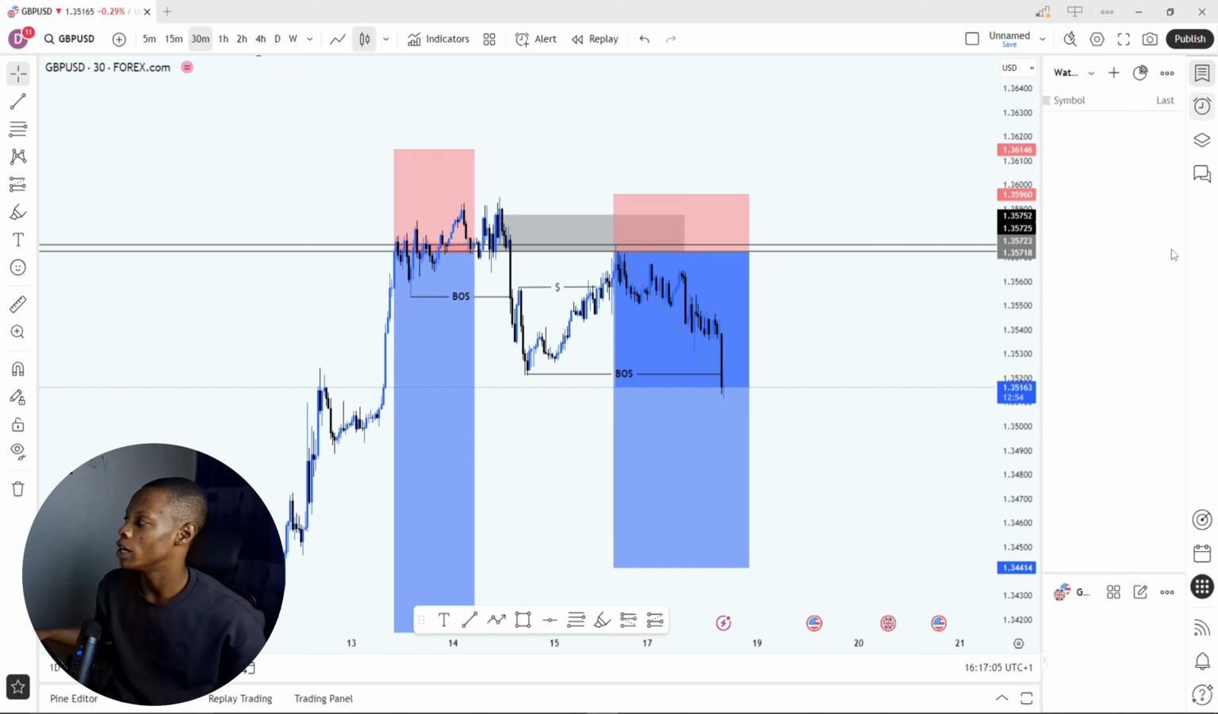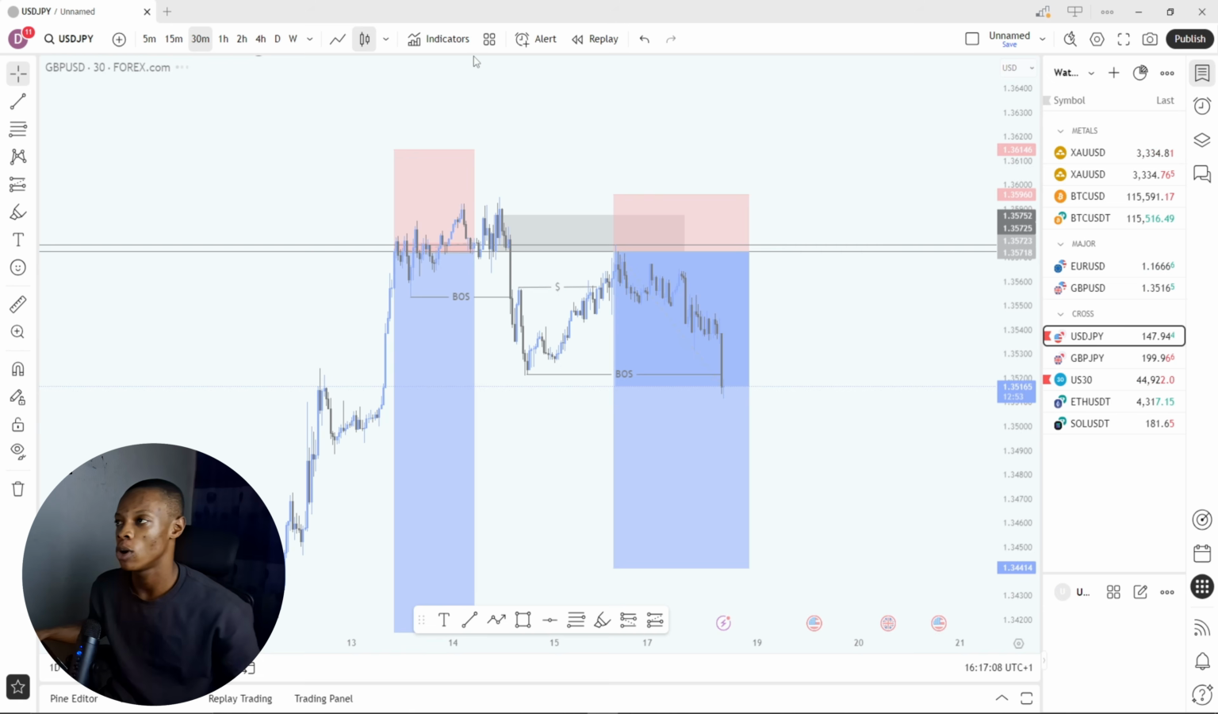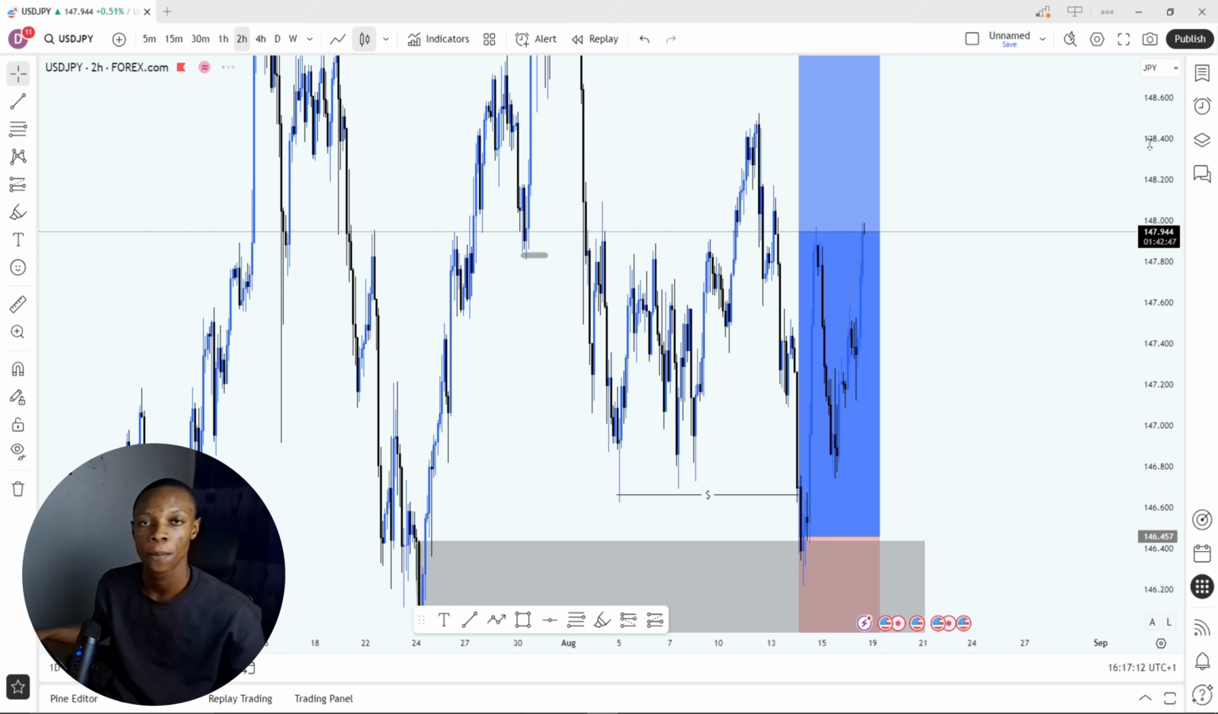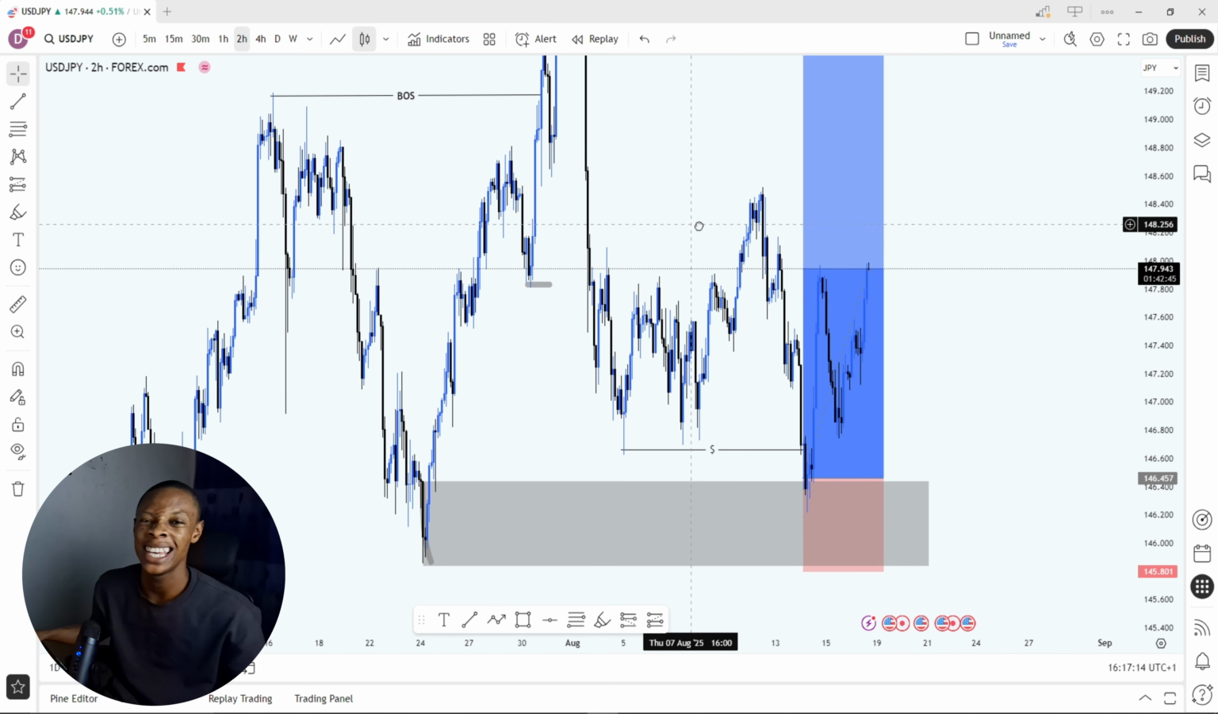There's another trade I took on USD. Same thing, all the confluences were complete. Those are the things I look out for. Once those things are not there, I won't jump on the trade. And this has significantly increased my win rate.